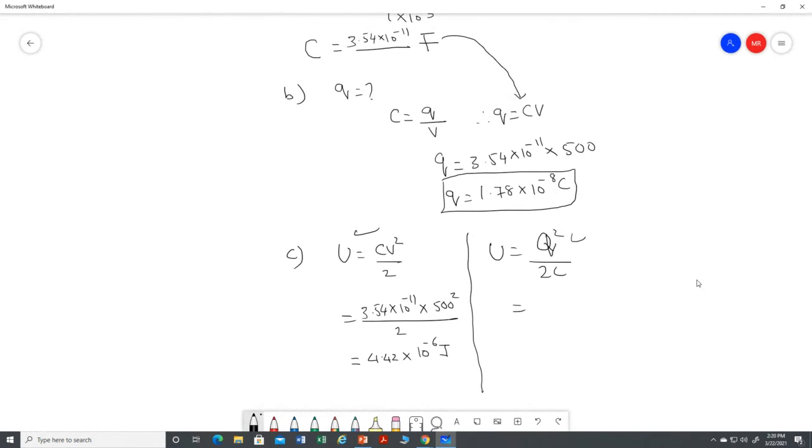Okay, let's check this answer. What is the value of Q? Q is here. Substitute the value: 1.78 multiplied by 10 to the power of minus 8, whole squared, divided by 2 multiplied by 3.54 multiplied by 10 to the power of minus 11. Could you please tell me the answer? For sure your answer must be the same. It will not be a different answer. For sure both will be the same.